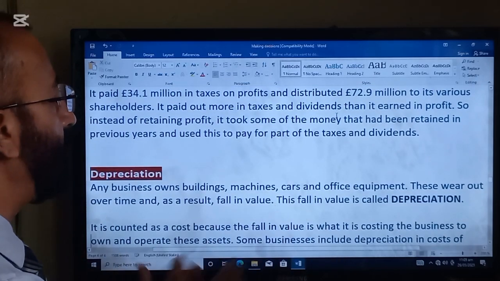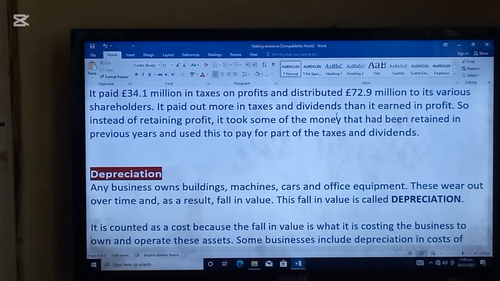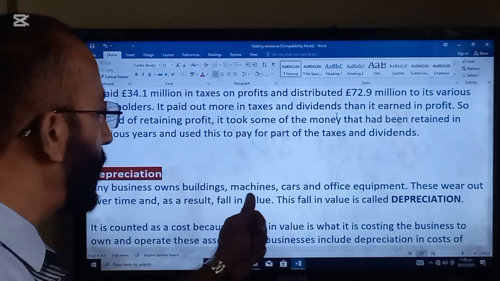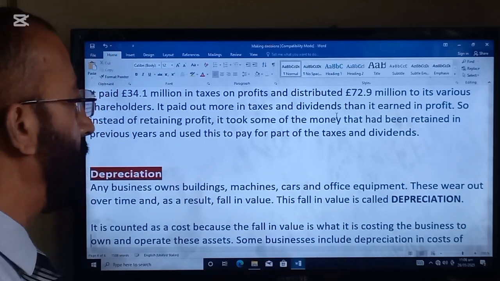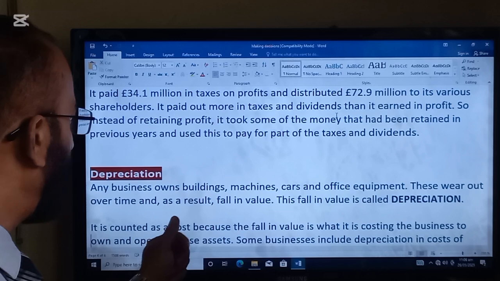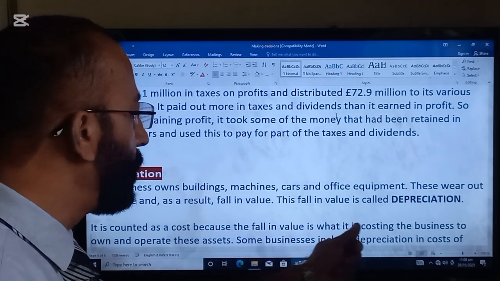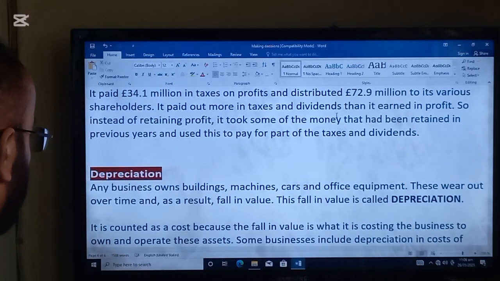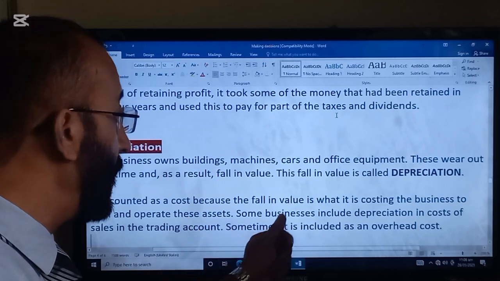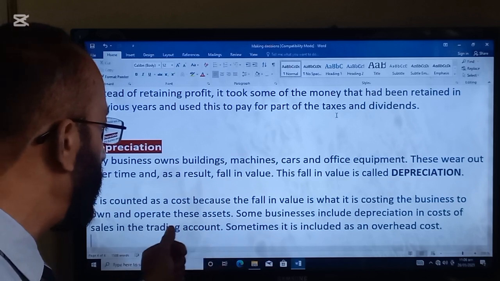Okay, the next thing which we are going to read in the profit and loss account is depreciation. Any business owns buildings, machines, cars, and office equipment, etc. These wear out over time and, as a result, fall in value. This fall in value is called depreciation. It is counted as a cost because the fall in value is what it is costing the business to own and operate these assets.